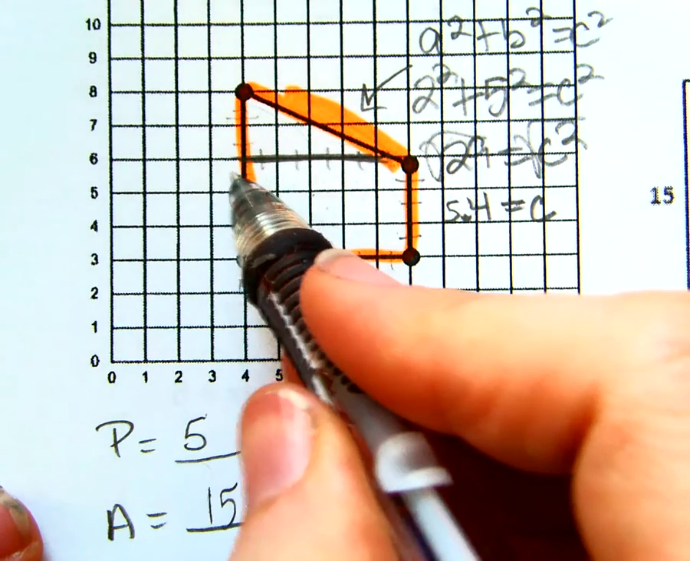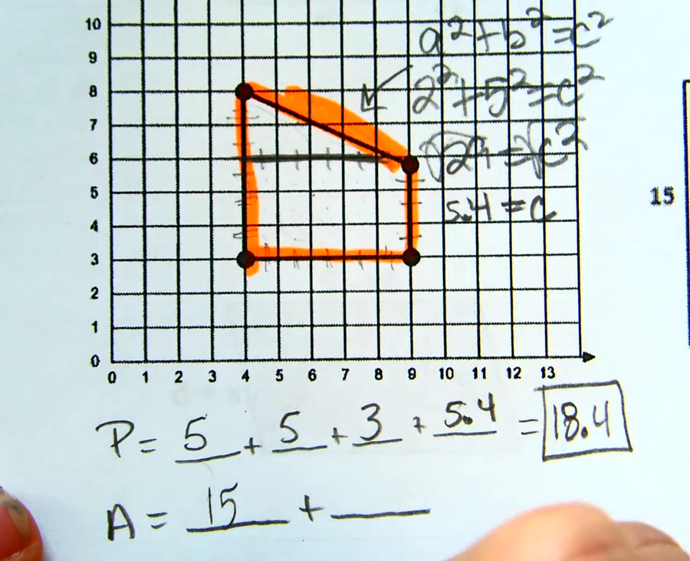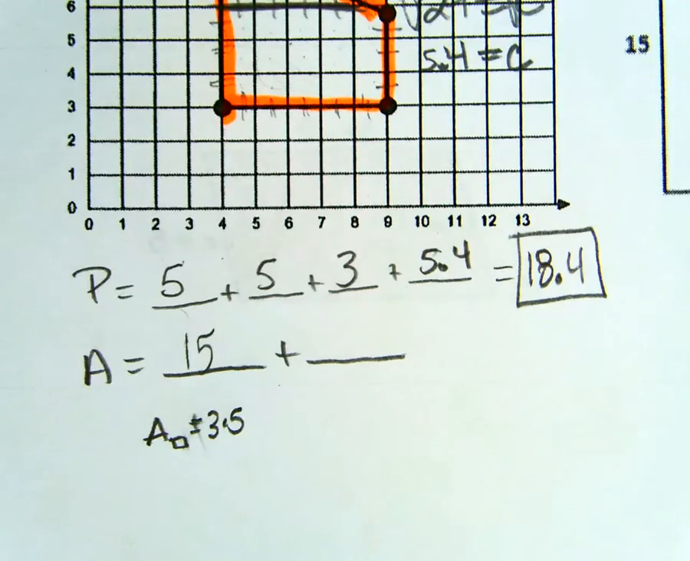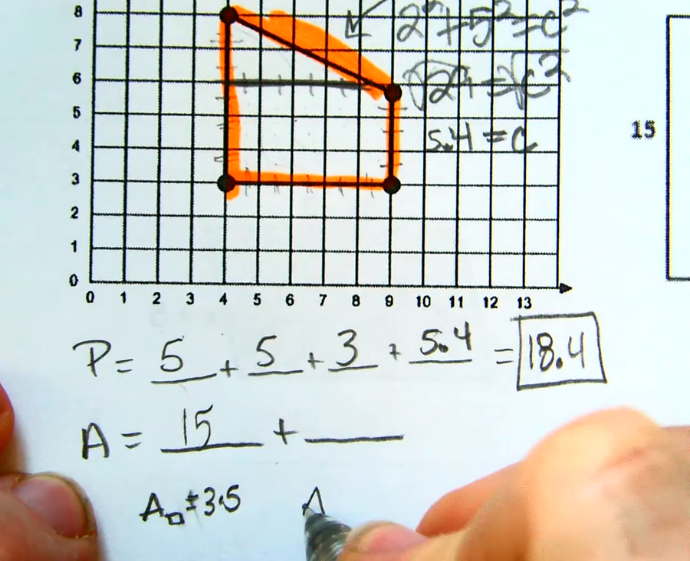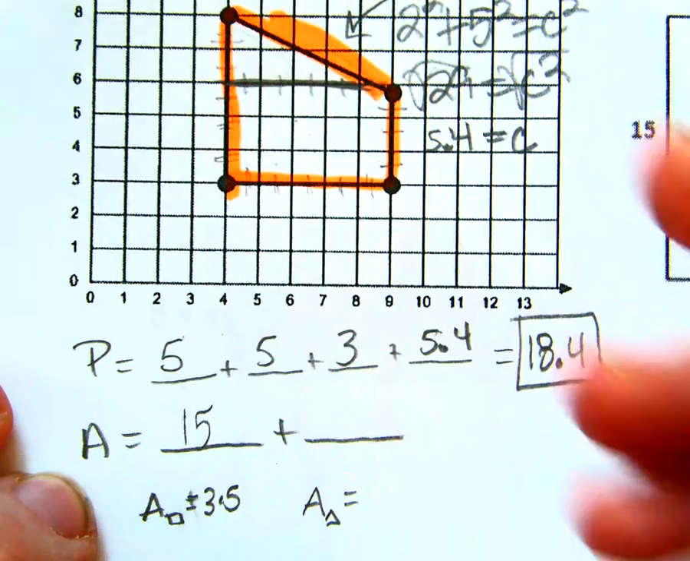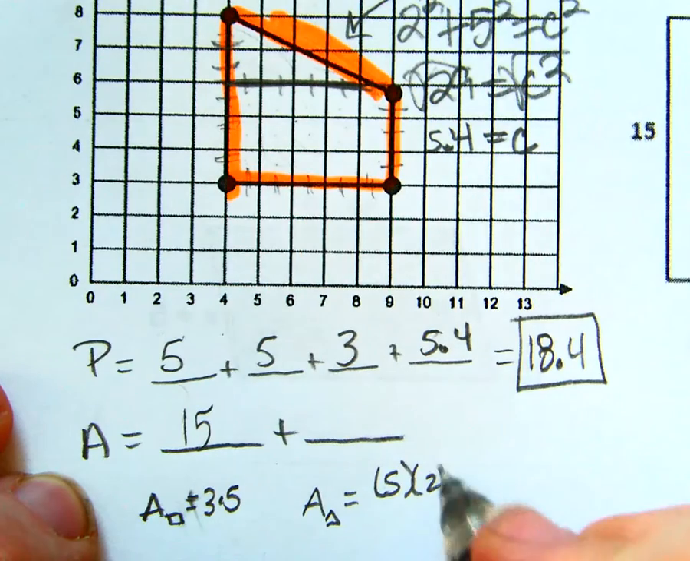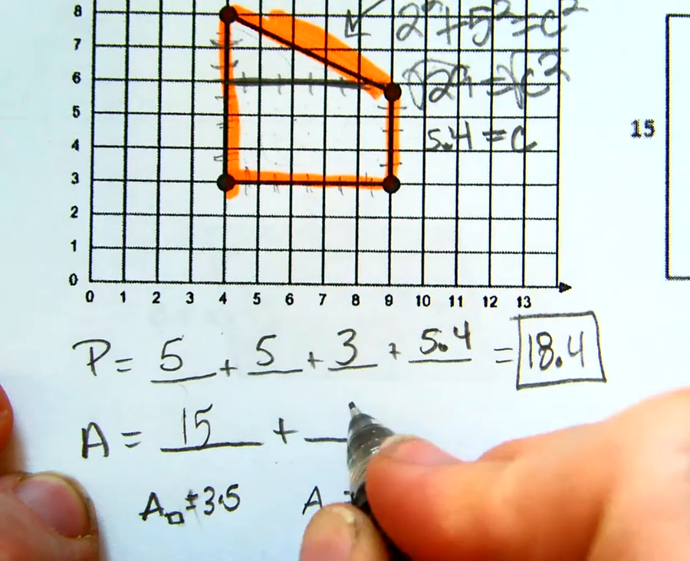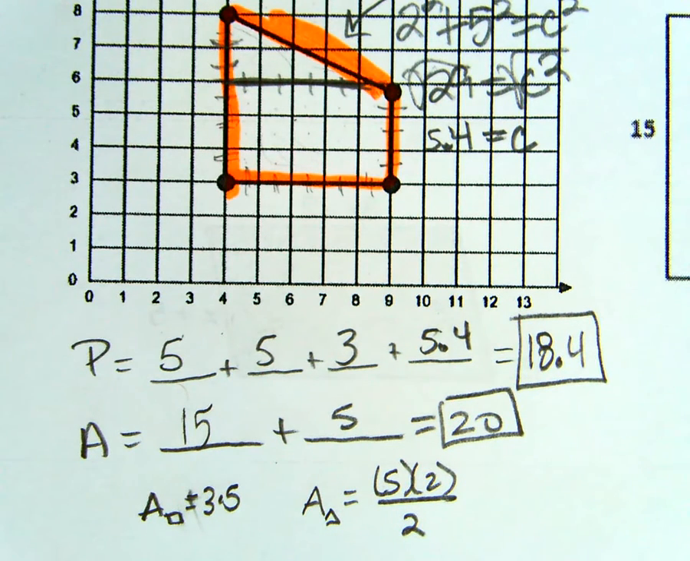Right? And say, okay, 15 is my area. Or I can do base times height, which is 3 times 5, which, by the way, is 15. Okay? Then I'm going to add to that area of the triangle, which is base times height divided by 2. Well, we already found that the base was 5. And we already found that the height was 2. And then I divide that by 2. And I'm going to just add 5 and get 20. All right, so my area is 20, and my perimeter is 18.4.